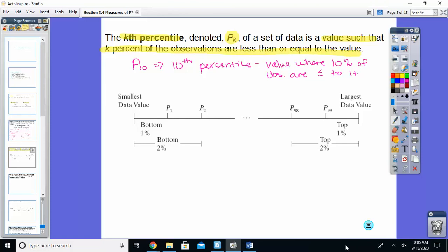You know, when you take a standardized test and you get back that you scored in the 80th percentile, that means that 80% of the scores were less than or equal to your score. Okay, you were essentially in the top 20%, if you think about it that way.